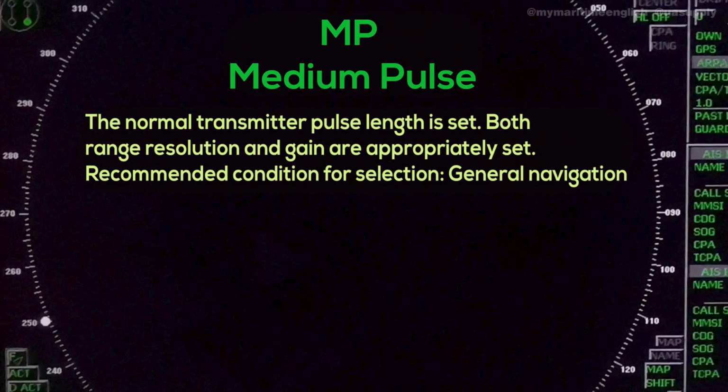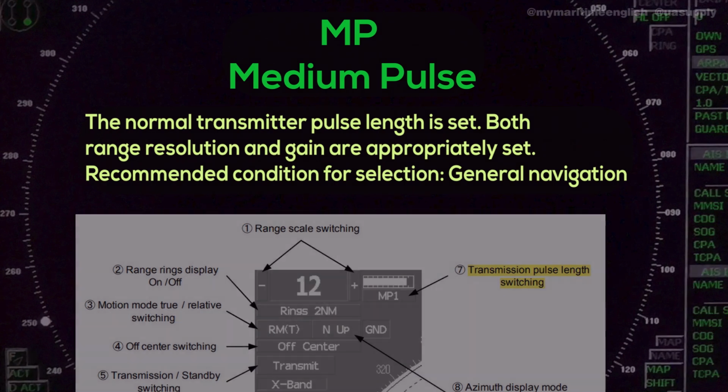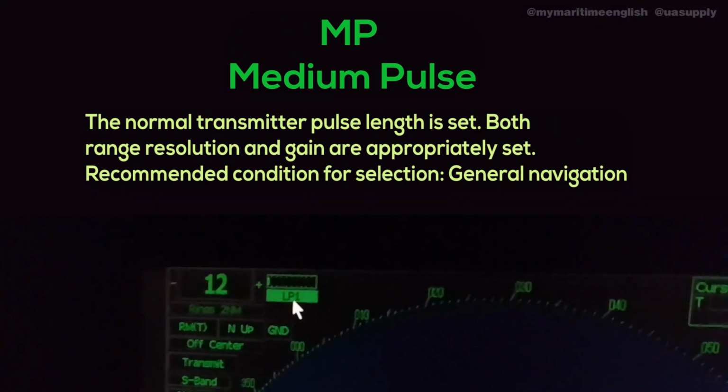MP, medium pulse. The normal transmitter pulse length is set. Both range resolution and gain are appropriately set. Recommended condition for selection: general navigation.